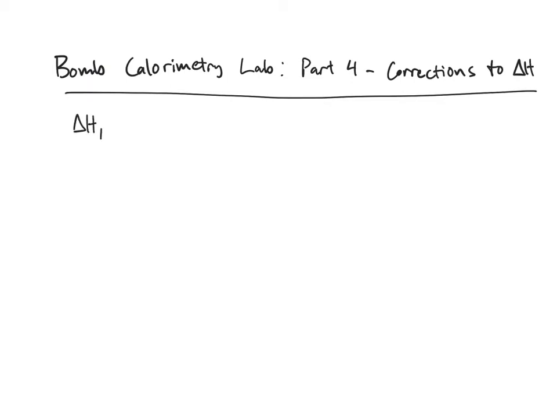First, we're going to find delta H1, which is the first correction to the enthalpy that we found in the last video. This part involves adjusting the reaction to standard temperature, which is denoted as T0, and it's equal to 298.15 Kelvin. That's information that's going to come in handy in just a second.